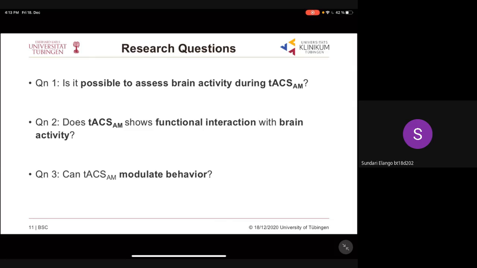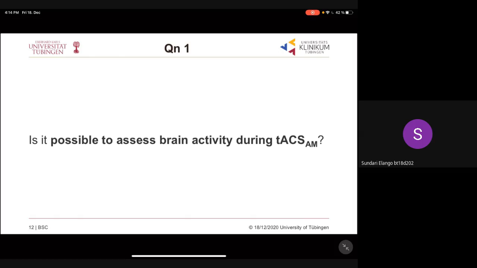Okay, coming to the research question. The first question is, is it possible to assess brain activity during this new form of amplitude modulated stimulation? The second question is if there is a functional interaction between the applied stimulation signal and ongoing brain activity. And the third question is if it is possible to modulate behavior with it.